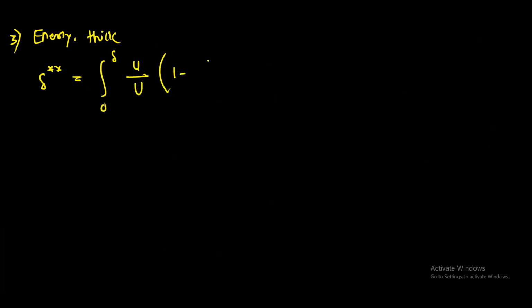So for the energy thickness, it is the third question. I will just write the formula to solve this energy thickness. Energy thickness is delta double star, which is equal to integration 0 to delta u upon capital U in the bracket 1 minus u square upon U square into dy. So this is similar to the momentum thickness. Now replace this u by U with the given formula, and here u by U square. So we have to square all the terms.